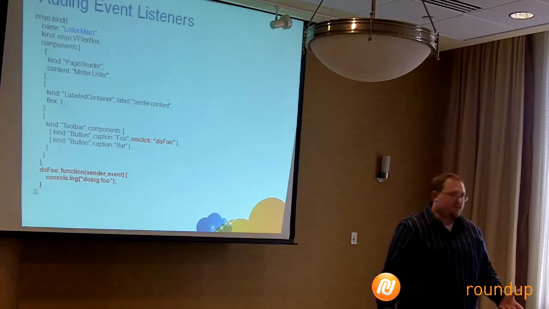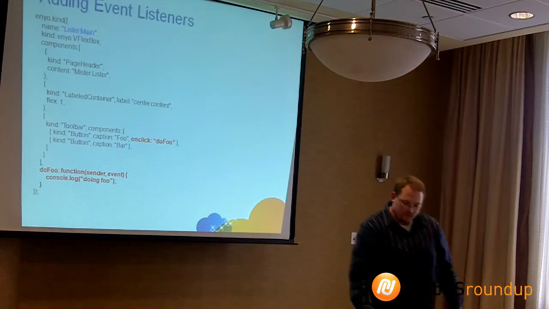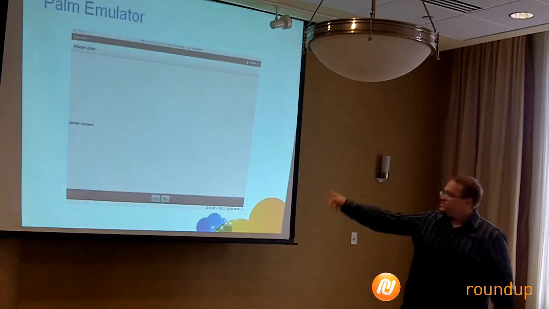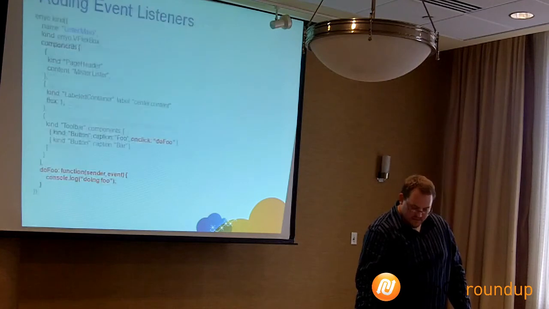But it's a very simple example of the on-click event. So when you click on the button foo, which will go here. Oh, here it is. You can see it down there, foo. So when you click on it, all it's going to do is print out a message that says doing that.